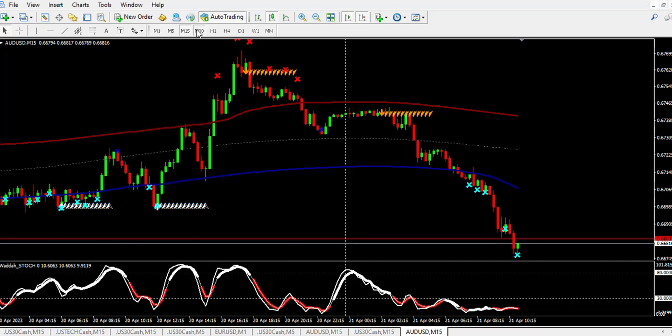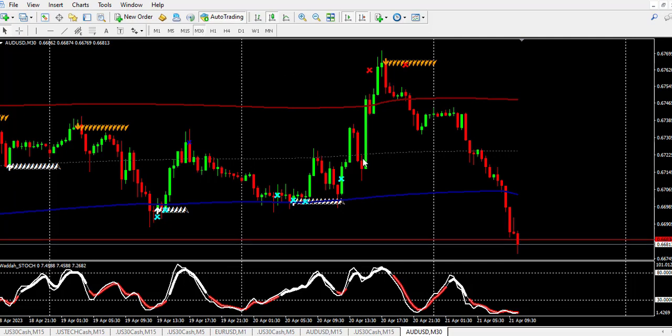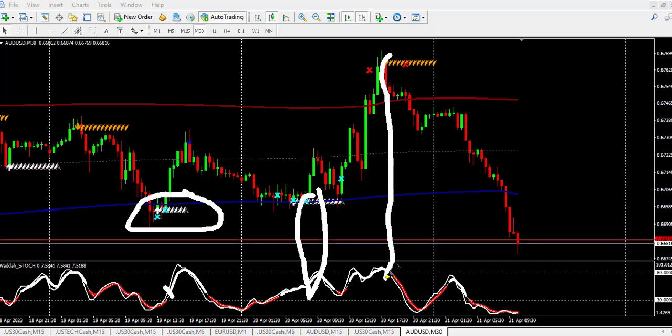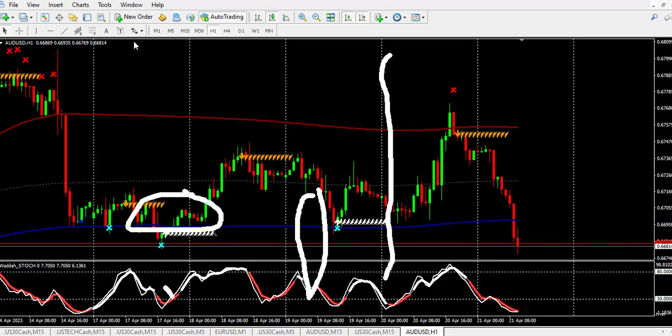If you check it clearly on 30 minutes also, we have a clear signal generated by this indicator. We have all the indicators in agreement at this particular point, and for another buy we have all the indicators in agreement at this point. For a sell we have all the indicators in agreement at this point also. And this is how to use this particular strategy. You can use it on any time frame you want.